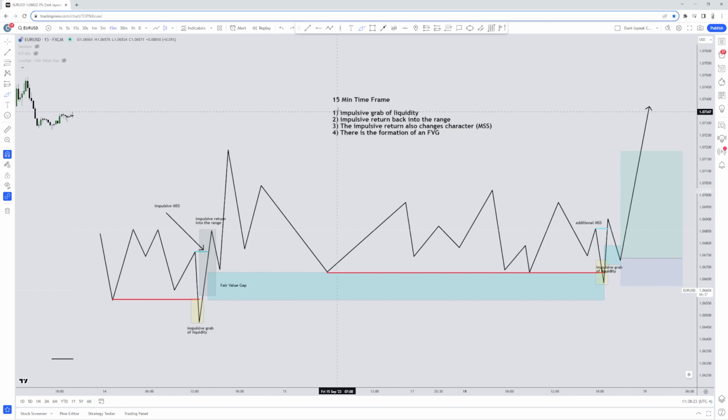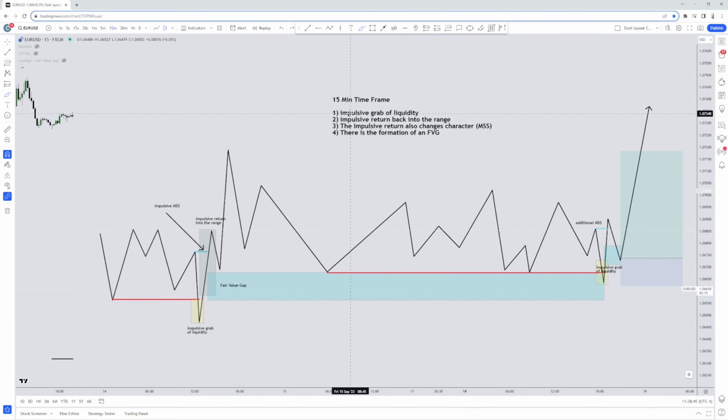Let's move forward. You want to see an impulsive grab of liquidity, number 1. This is our impulsive grab of liquidity as you see it on the chart right here. Number 2, an impulsive return back into the range. Look, as I have it exactly right here, we have the impulsive return back into the range.